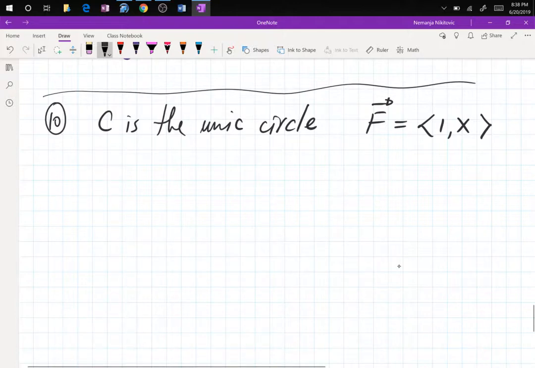That's the vector field. Yes, so you just multiply that by R. It's just dotted with R prime. The vector. What's R? The unit circle. So it's cosine t, sine t is R.